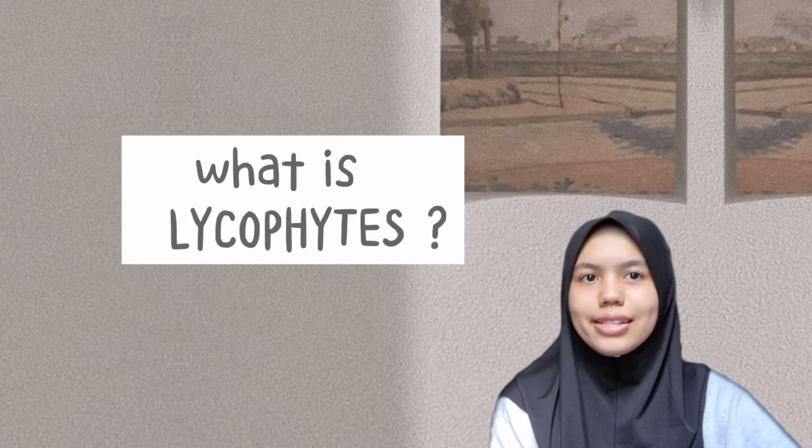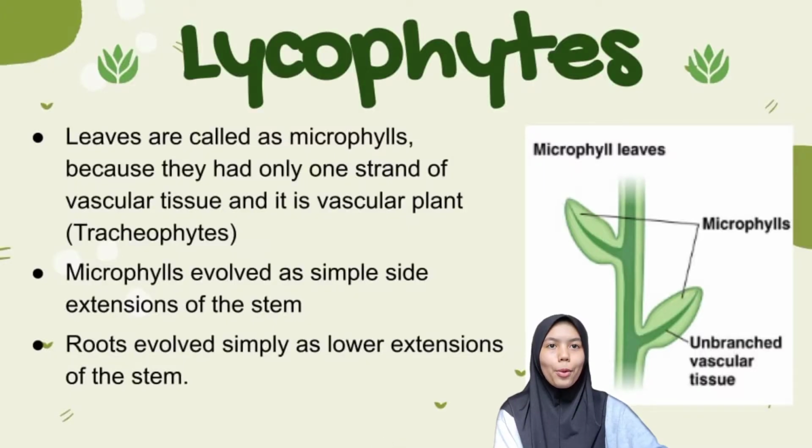Firstly, what is Lycophytes? Lycophytes is a vascular plant also known as Tracheophytes. Lycophytes have leaves called microphylls because they have only one strand of vascular tissue, or in simpler words, you can say that a microphyll is a small leaf with one vein.